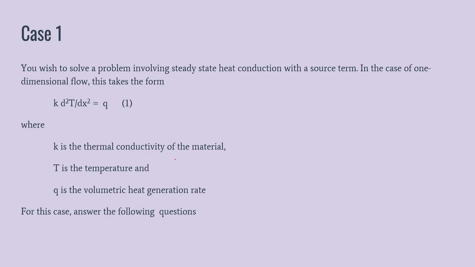Okay, so here one case has been given. A few questions coming after this one will be centered on this scenario. Here you wish to solve a problem involving steady state conduction with a source term. In the case of fundamental flow, this takes the form k into d square T by dx square is equal to q, where k is the thermal conductivity of the material, T is the temperature, q is the volumetric heat generation rate. For this case, answer the following questions.